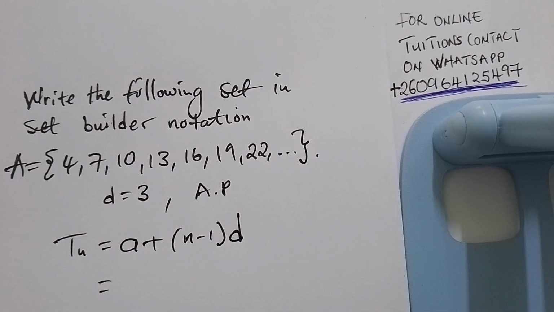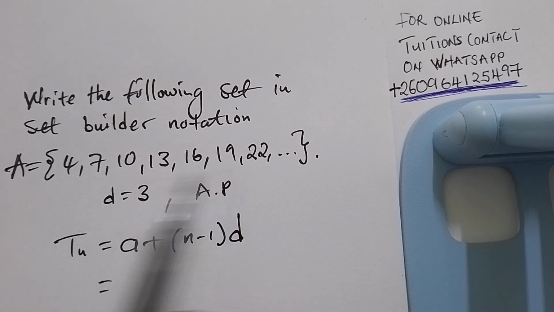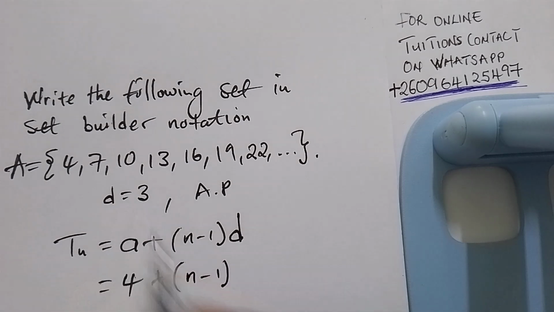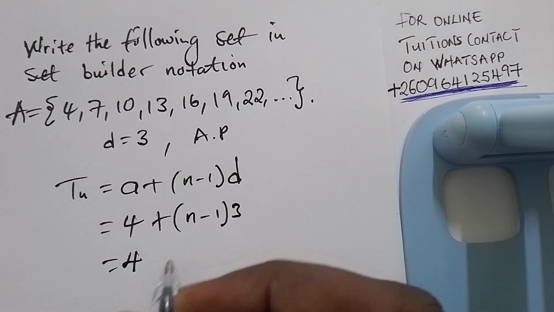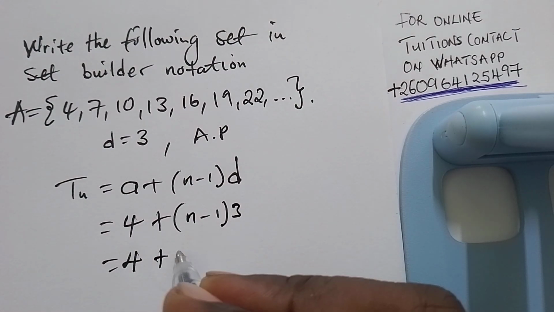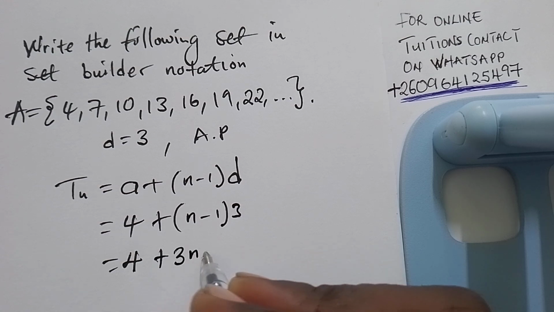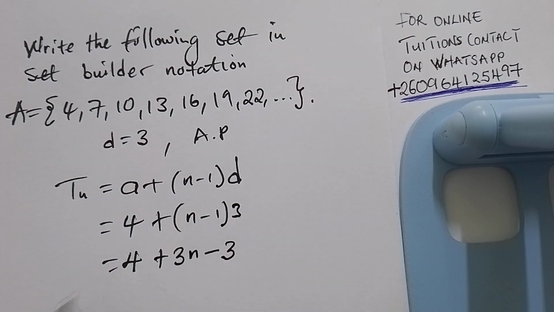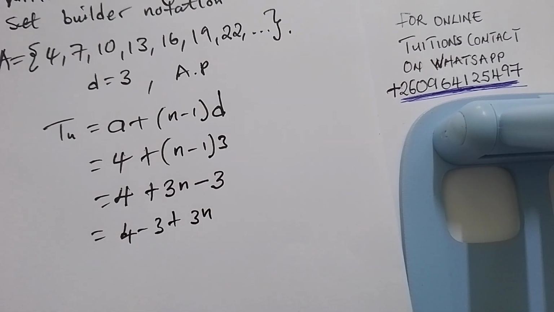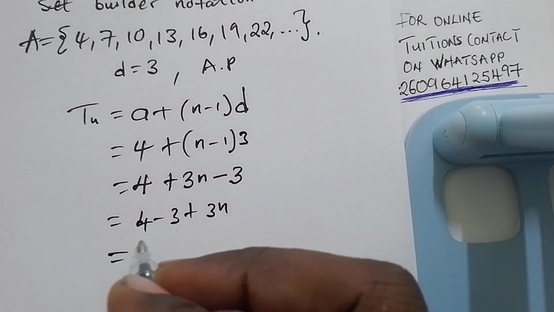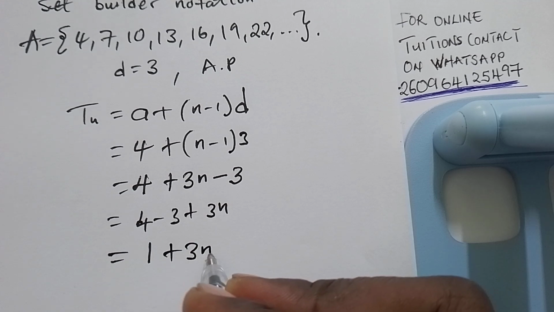Now a is the first term. You get the first term from the set there, so that is going to be 4 plus n minus 1. The common difference is 3. This makes this 4 plus 3n minus 3. Since we're multiplying the 3 times everything inside, this gives us 4 minus 3 plus 3n, and this is going to be 1 plus 3n.